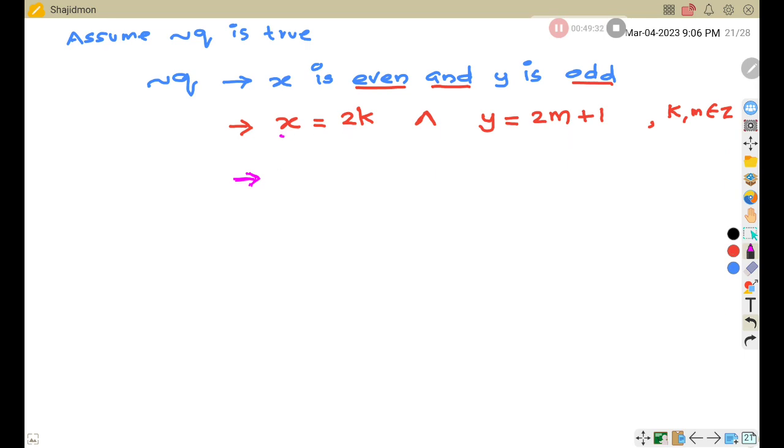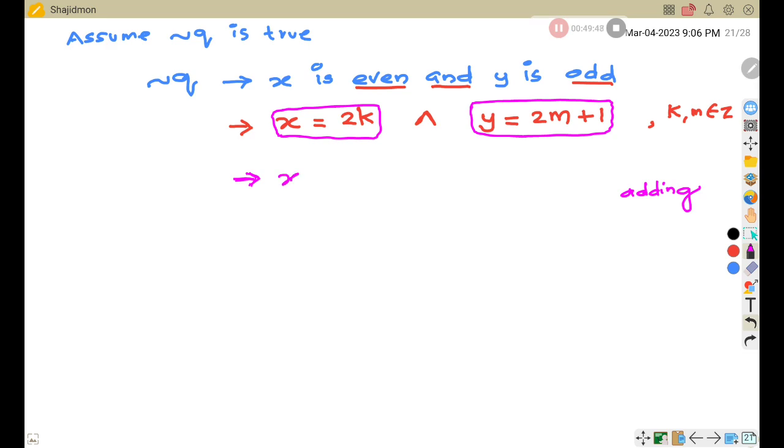X plus y, what type of number, correct? Just to see, x equal to 2k and y equal to 2m plus 1. We can use the addition rule, correct? We can add. So just add, addition. So how to write that one? Left side here x plus y equals 2k. What is x plus y? 2k plus 2m plus 1, correct? X plus y equal to 2k plus 2m plus 1.